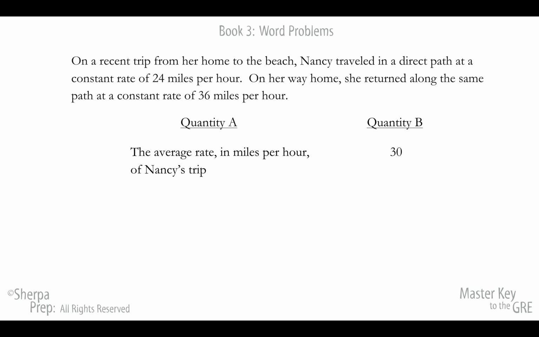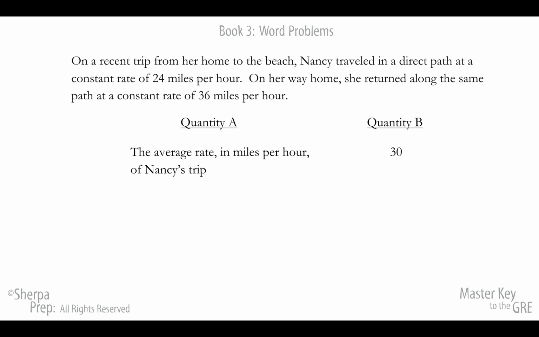On a recent trip from her home to the beach, Nancy traveled in a direct path at a constant rate of 24 miles per hour. On her way home, she returned along the same path at a constant rate of 36 miles per hour. From this, we want to know which is bigger: the average rate of her trip or 30.